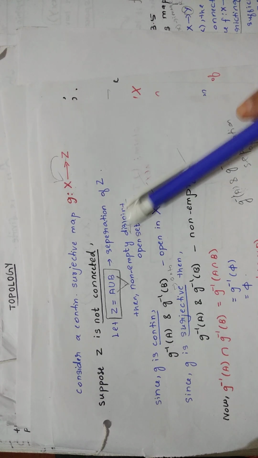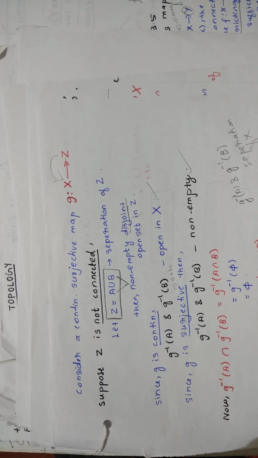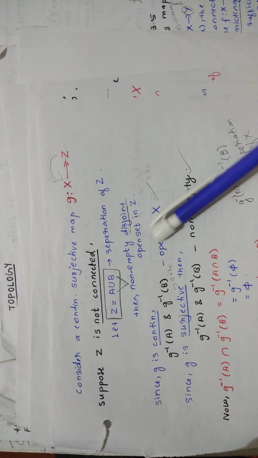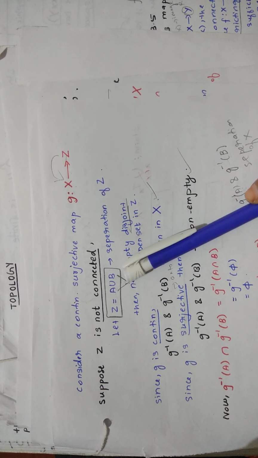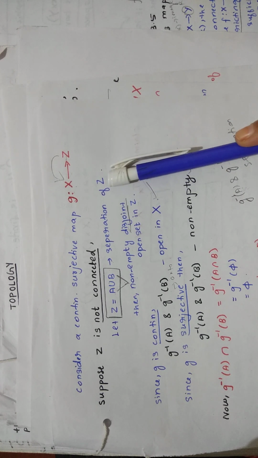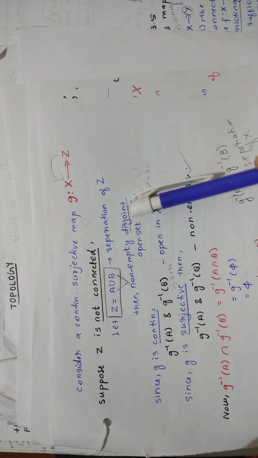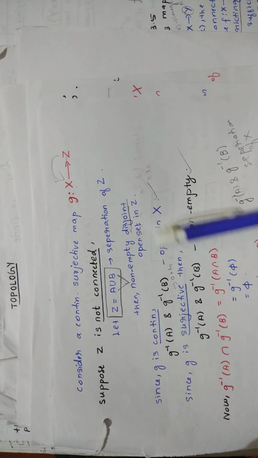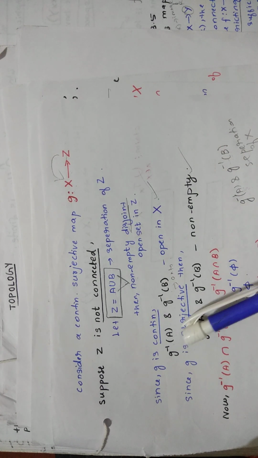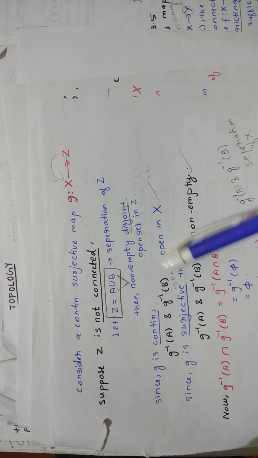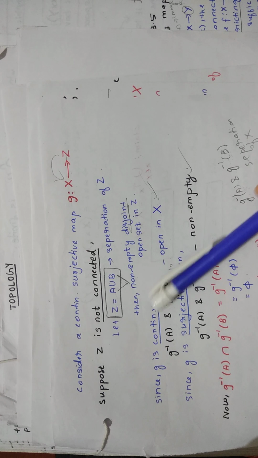These are the conditions to say Z has a separation. That is how you are writing it: let Z equal to A union B be the separation of Z, then A and B are non-empty, disjoint, open sets in Z. Is that clear? Now, since you know that g is continuous, from that you can say g inverse of A and g inverse of B are open in X. You wrote it by the definition of continuous.